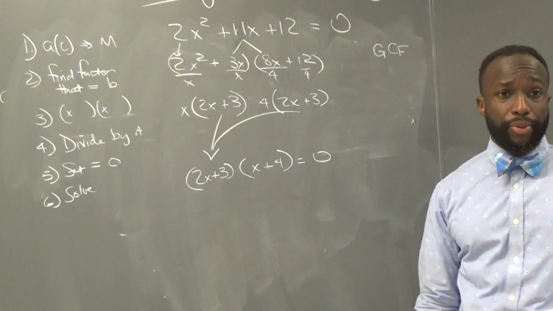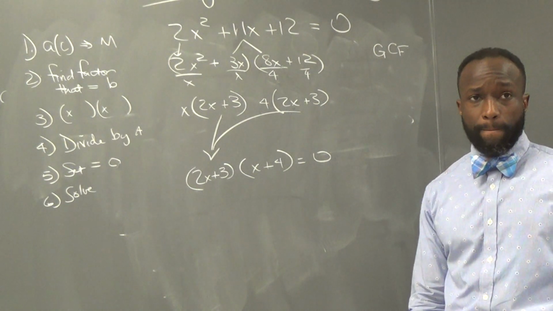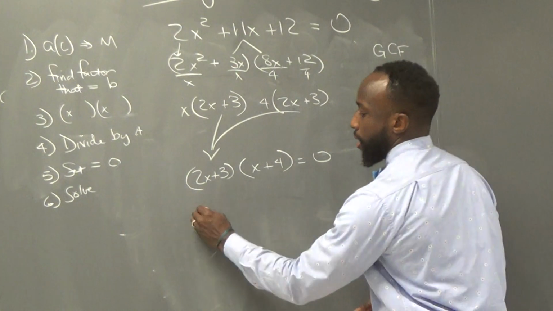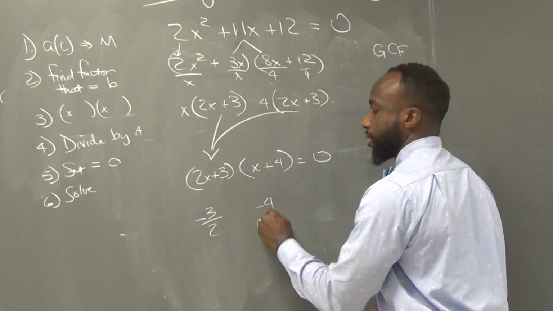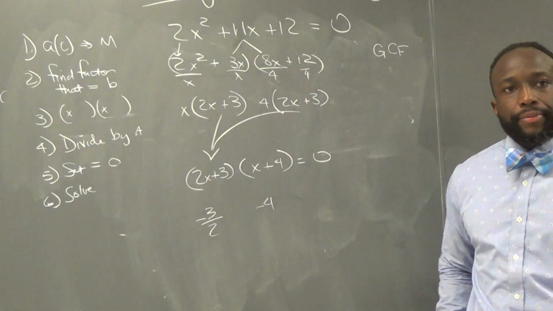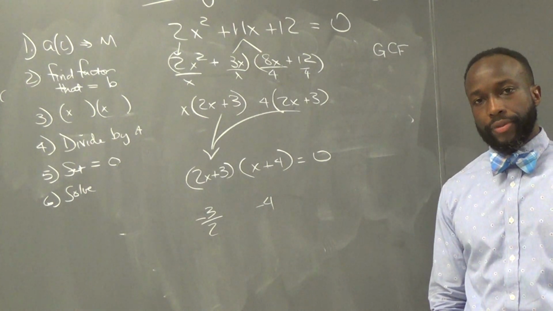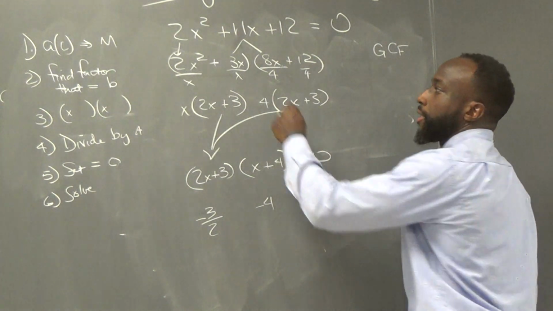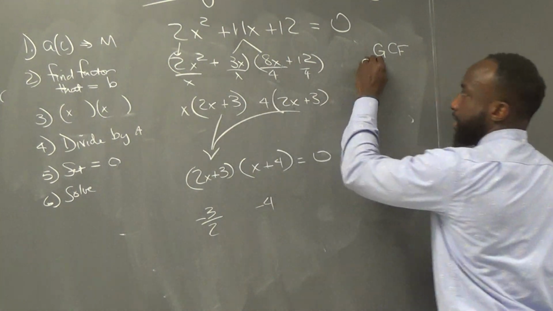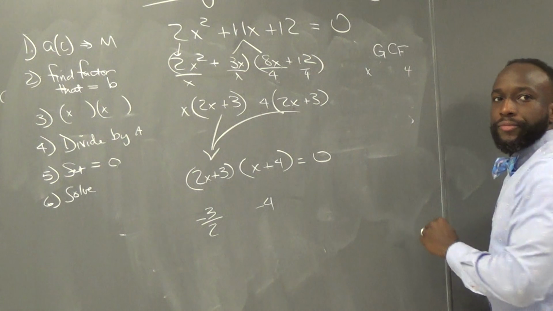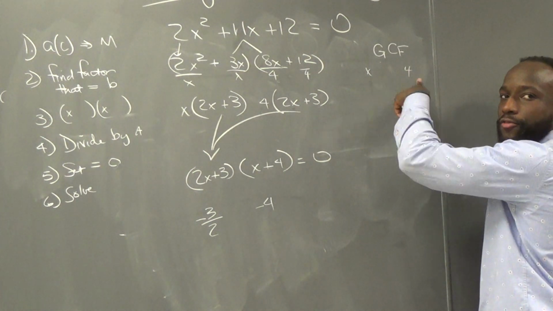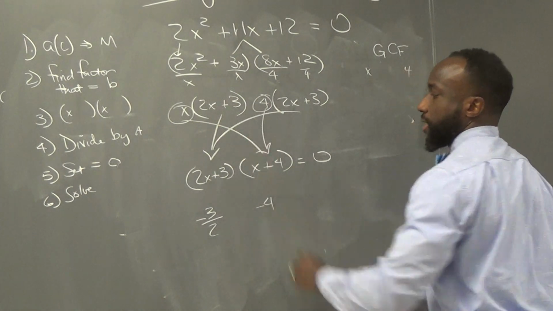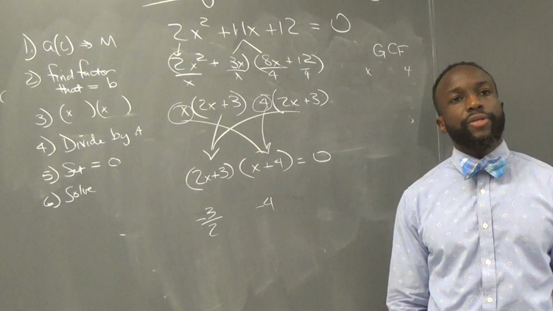So that's solving by grouping. Then after we do that, we get to our negative 3 over 2 and our negative 4. Alright? How do you get x plus 4? You factored out, the GCF was x and 4. X positive, 4 positive. So these go to this parenthesis. That's how I got the x plus 4.